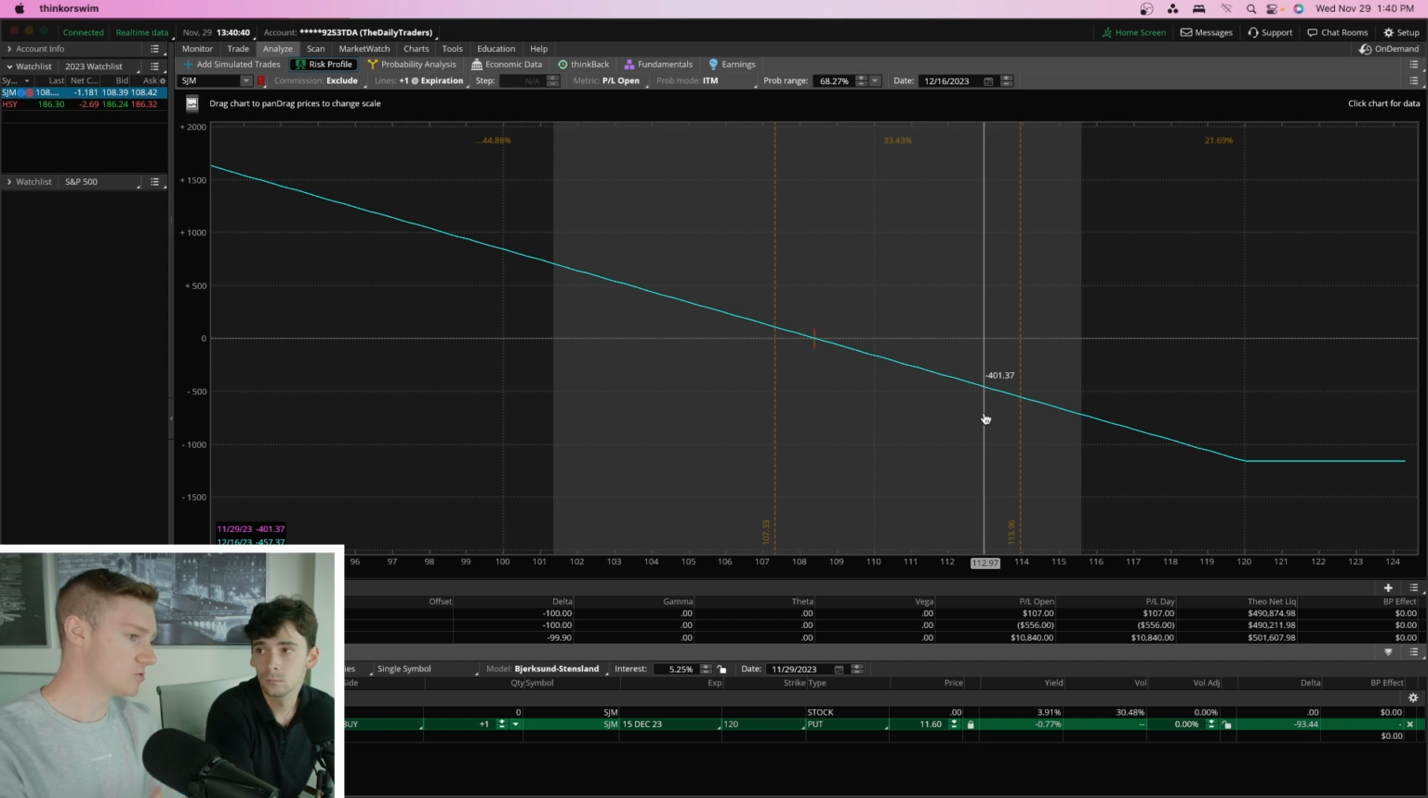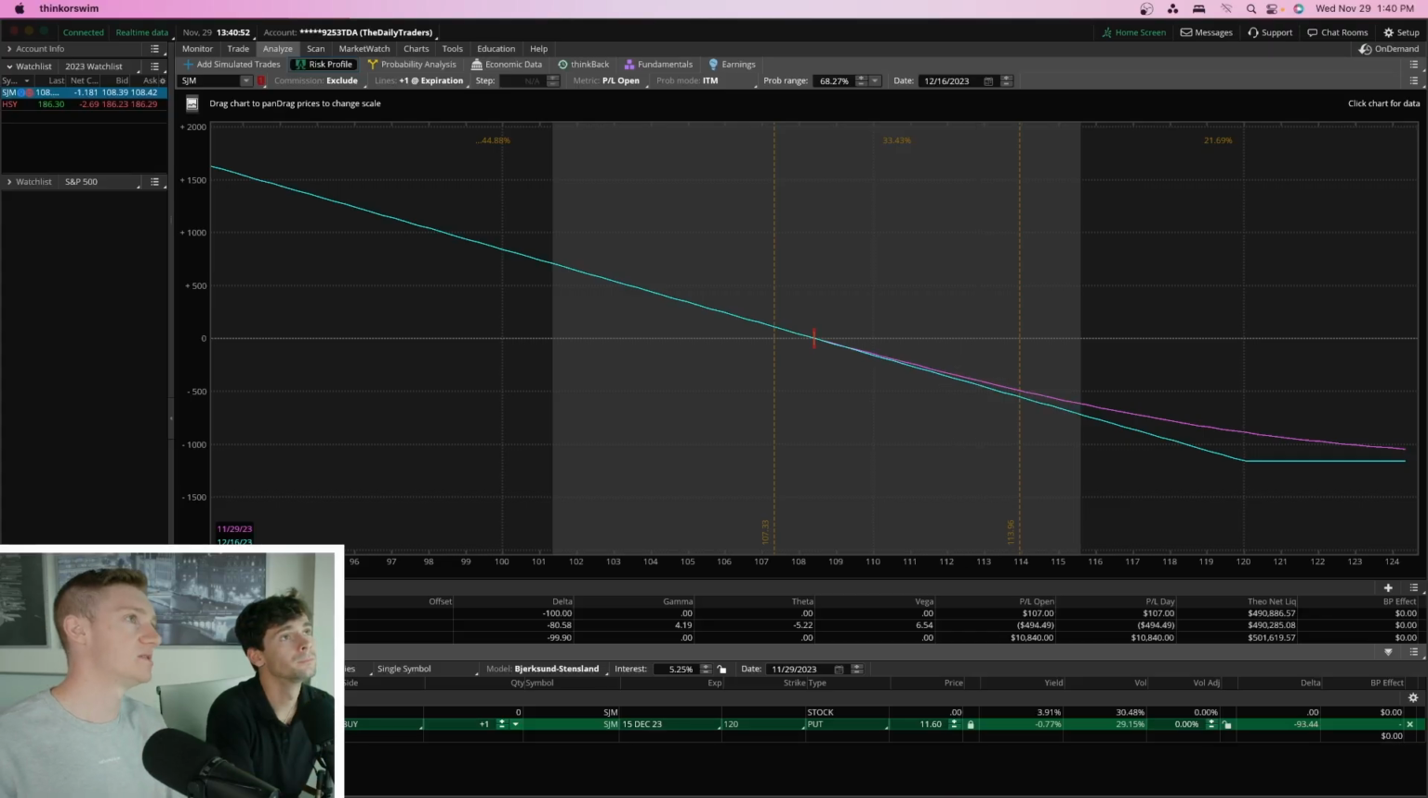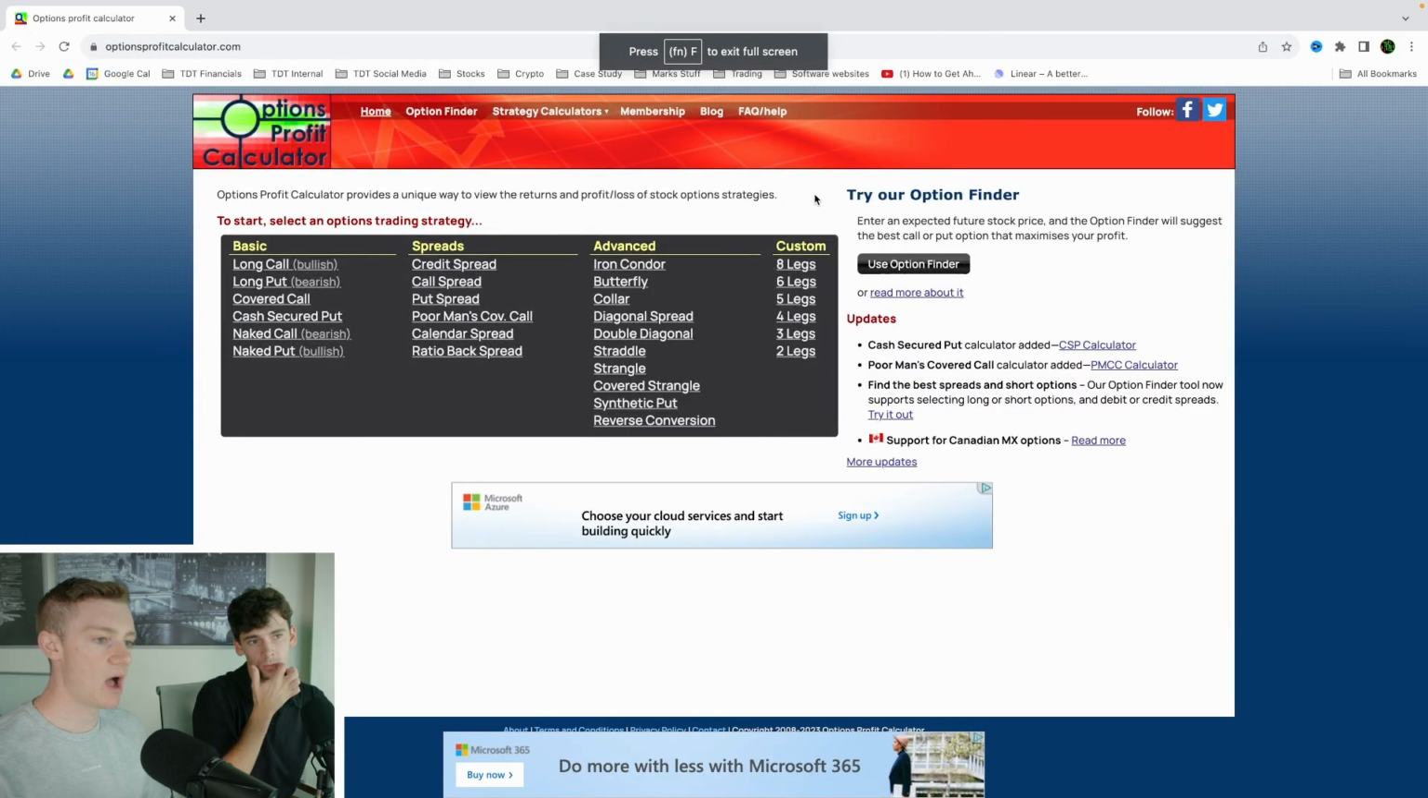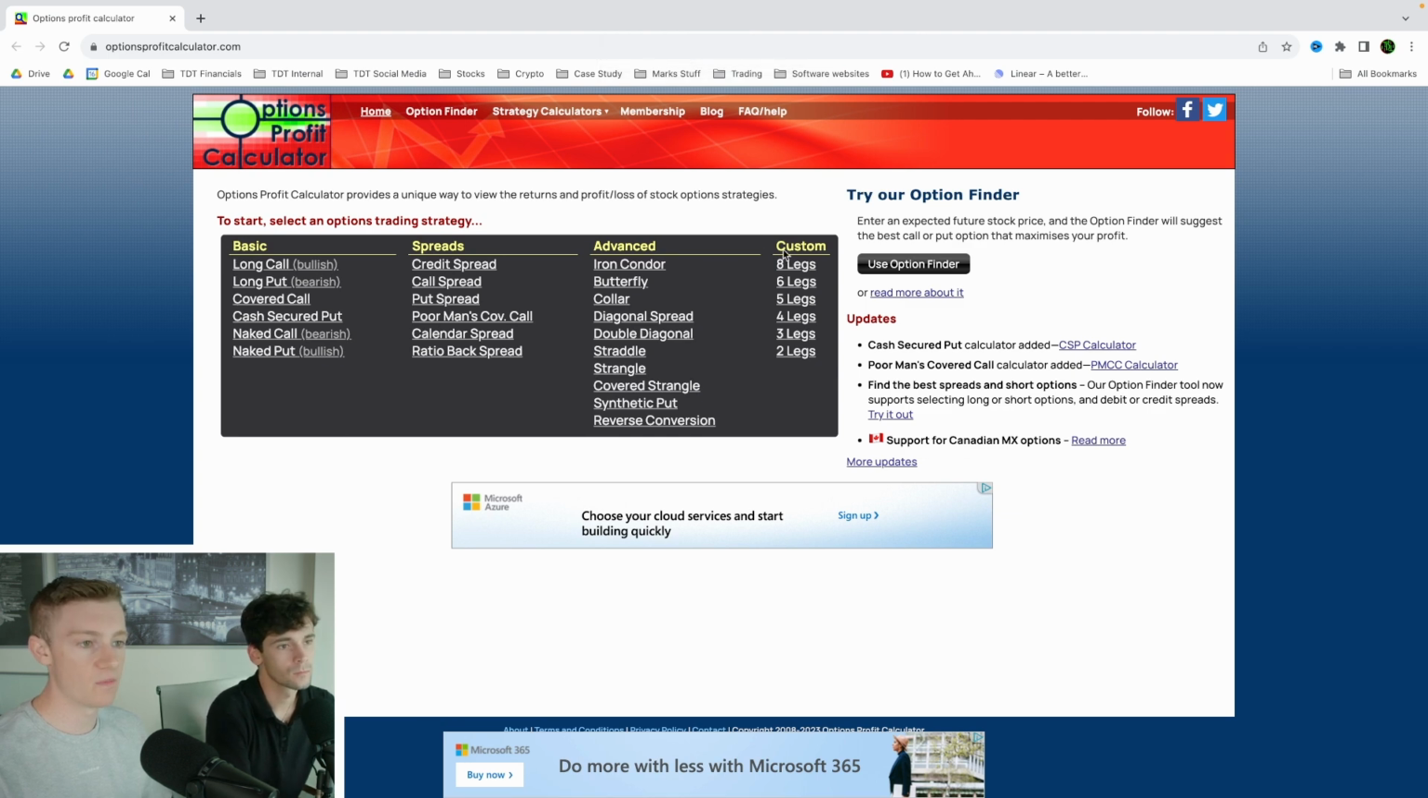This risk profile tool is something I want you to practice using a lot. If you don't have Thinkorswim, I will link in the description below another tool you can use. If you want to open it right now, it's optionprofitcalculator.com. This is the tool I would recommend if you're on another platform that doesn't offer any way to simulate the contracts and their P&L.